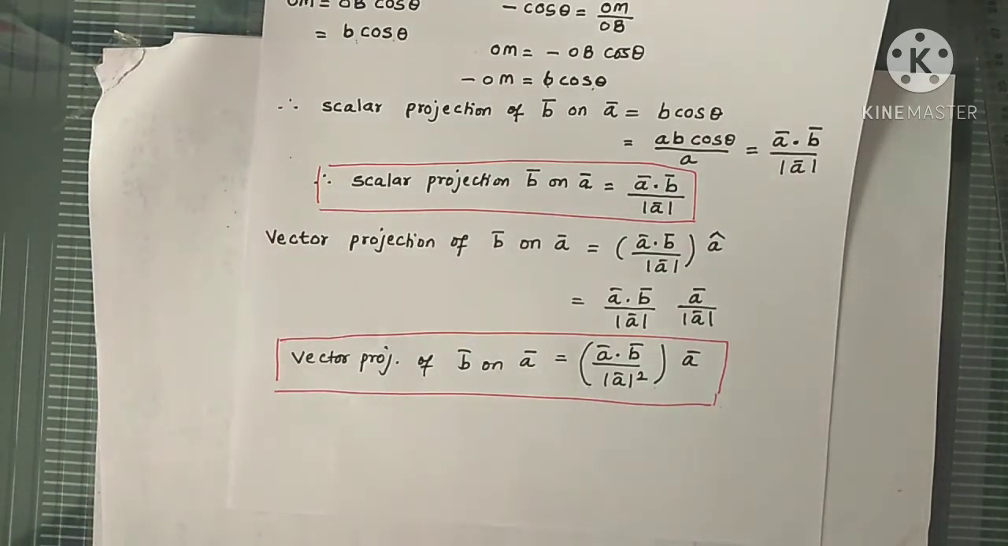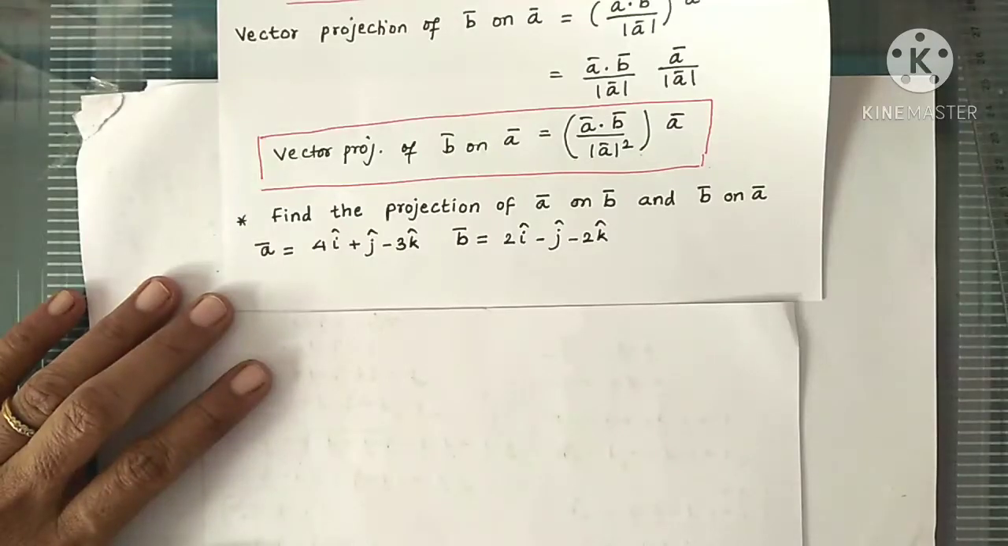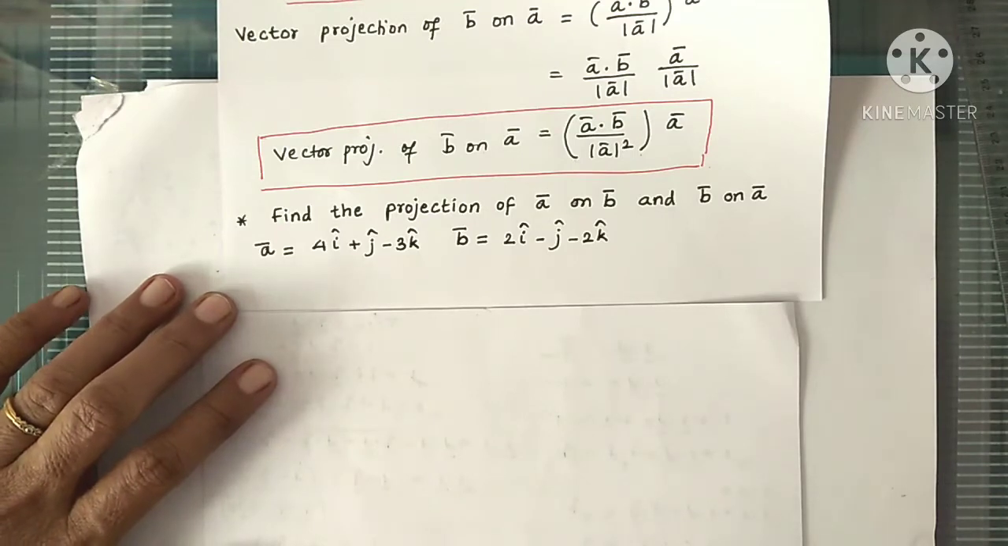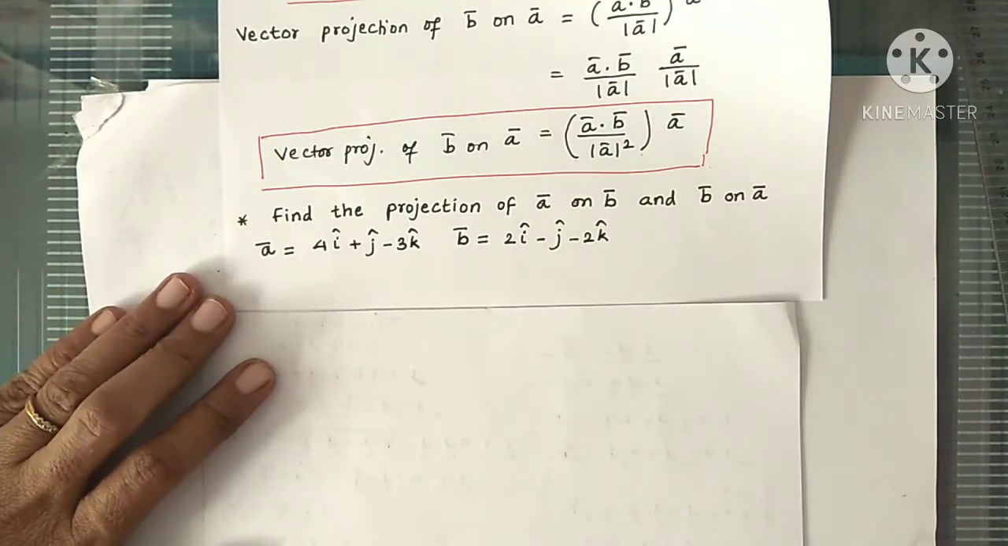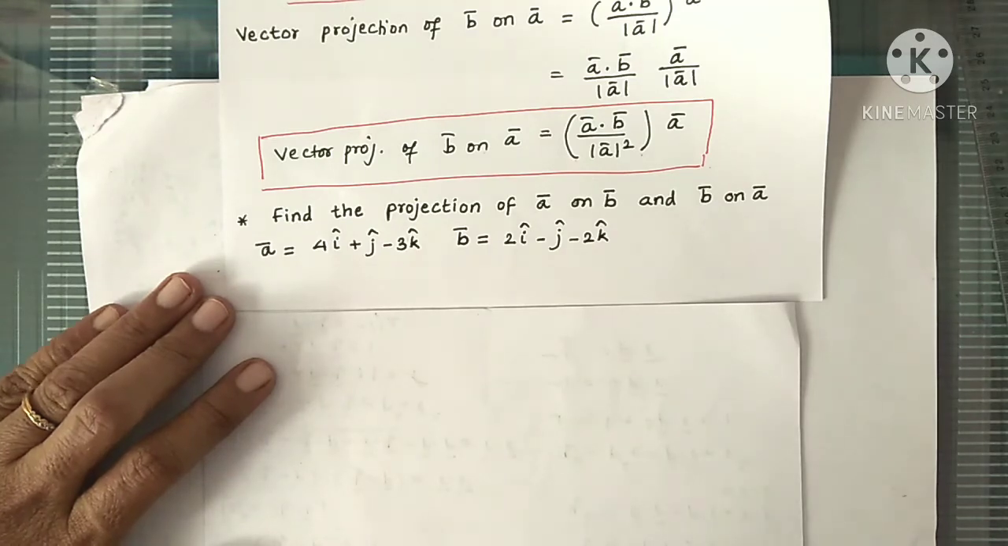Okay, so these are the formulas for scalar projection and vector projection. Now let's solve some questions based on these formulas. Find the projection of A bar on B bar and B bar on A bar. A bar is given as 4i cap plus j cap minus 3k cap, and B bar is 2i cap minus j cap minus 2k cap. We have to find both the projections, scalar and vector.